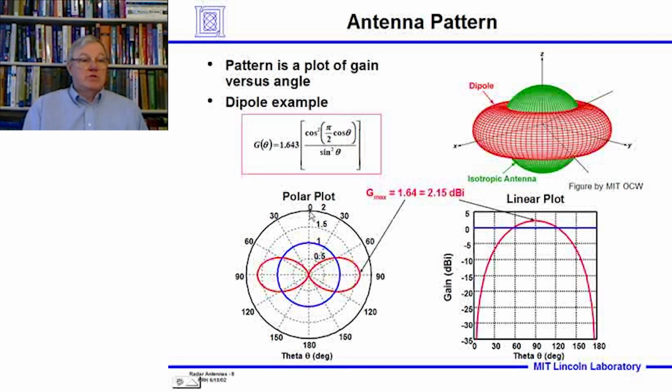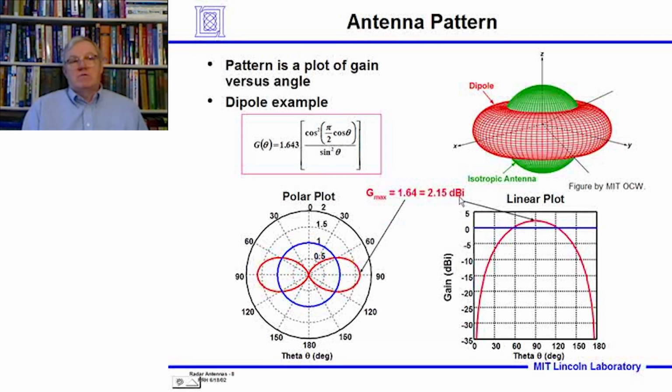We can plot it in a polar scale, where we take a vertical slice along the z-axis. Since it's symmetric, it doesn't matter as long as the slice is downward through z. And this is what we see for the gain in red. And here we see, in blue, the gain of the isotropic antenna. And we see that the maximum gain, in natural units, is 1.64, the power intensity of the dipole over isotropic.